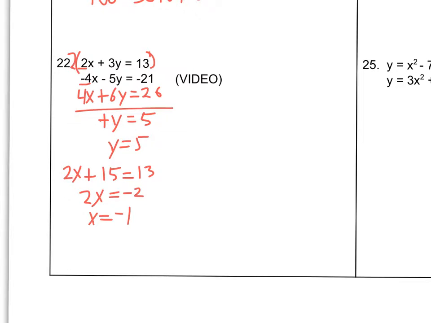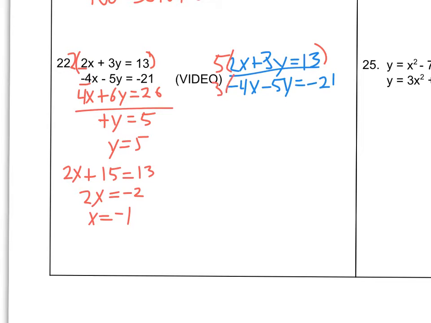But what might happen, you say, if we instead went after the y's at the beginning? So you saw that you could get 2x plus 3y equals 13, and I put an underline under that. Negative 4x minus 5y equals negative 21. If I multiply the top by 5 and the bottom by 3, we're going to get to something useful, because we're going to have 10x, and then 5 times 3y is 15y. That's going to be equal to 65.